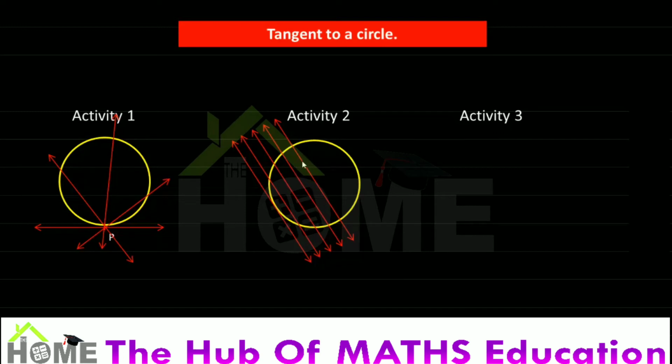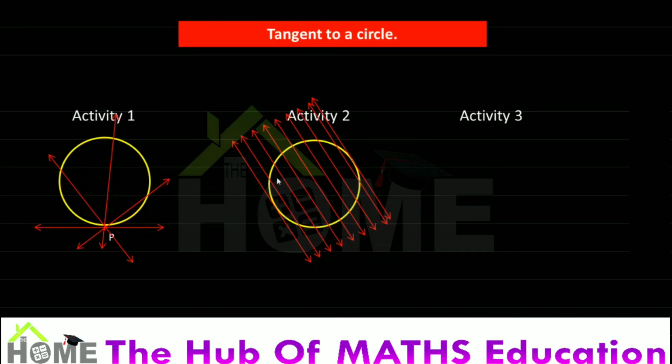Here we see that as we move away from the center, the distance between the intersecting points, that is the length of the chord, is decreasing everywhere as we move away from the center. On the other side also, the same thing is happening. As we are moving away from the center, the length of the chord is decreasing.